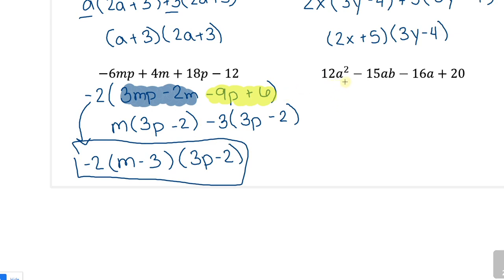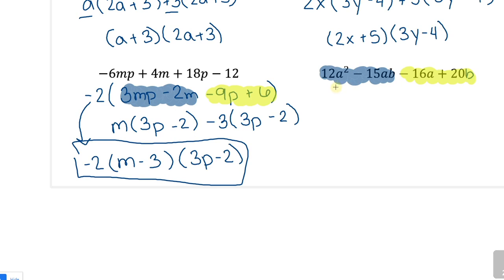Let's look at the last problem. We have 12a squared minus 15ab minus 16a plus 20b. Let's split up the first two and then our last two. Here we do not have a greatest common factor to factor out, so we're going to factor by grouping.